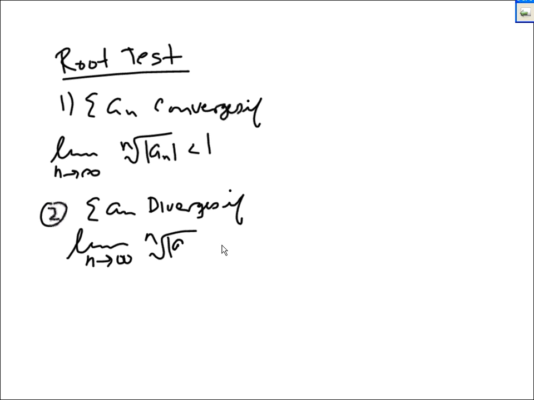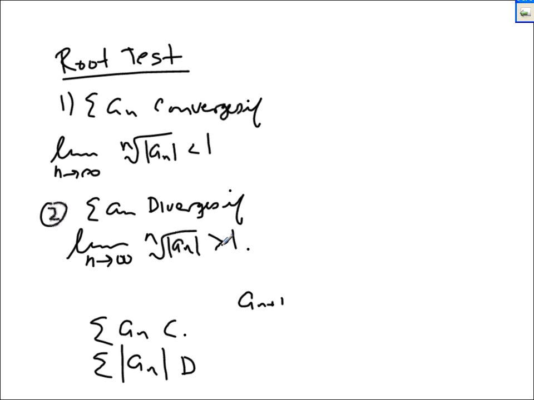The nth root of the absolute value is bigger than 1. Because we don't care about the signs. So if something's conditionally convergent, that is, when the signs alternate, it converges, but when you don't alternate, it diverges. Well then, when you do a sub n plus 1 over a sub n and you take the absolute value, whether you do it here or here, you can get the same answer. The absolute value of the absolute value is just the absolute value.